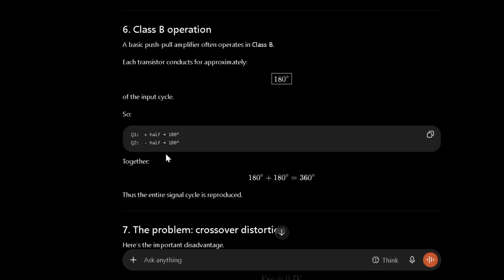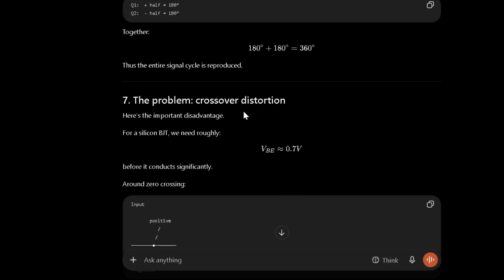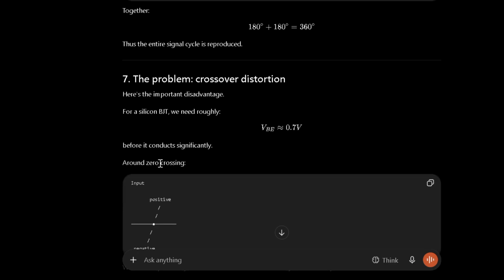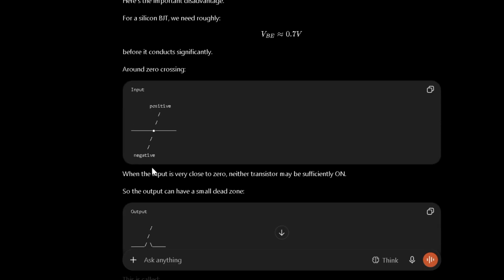The problem: crossover distortion. Here is the important disadvantage. A silicon BJT needs roughly 0.7 volts before it conducts significantly. Around the zero crossing of the input, positive to negative, when the input is very close to zero, neither transistor may be sufficiently on. So the output can have a small flat edge. This is called crossover distortion.